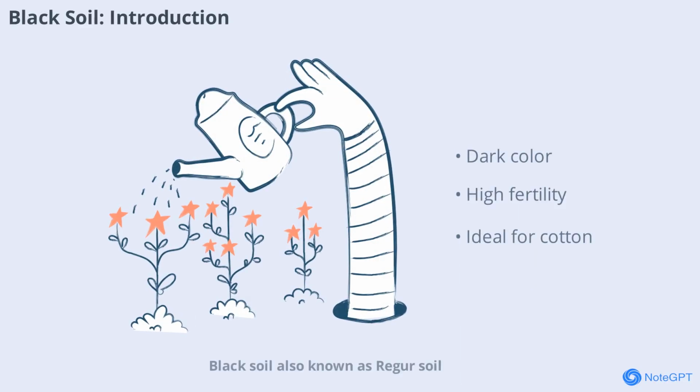Black soil, also known as regur soil, is famous for its dark color and high fertility. It is mainly found in the Deccan Plateau, covering states like Maharashtra, Madhya Pradesh, Gujarat, and parts of Andhra Pradesh and Tamil Nadu. This soil is especially suitable for growing cotton, earning it the nickname black cotton soil.